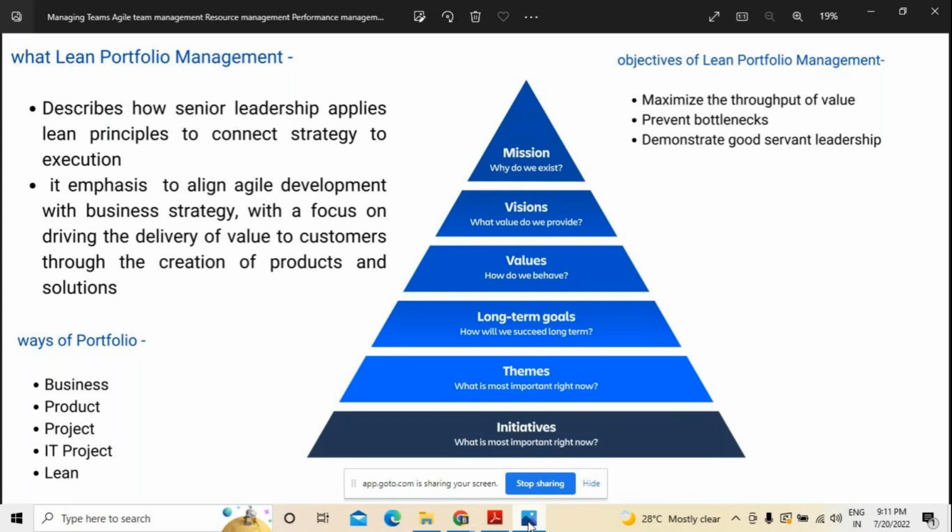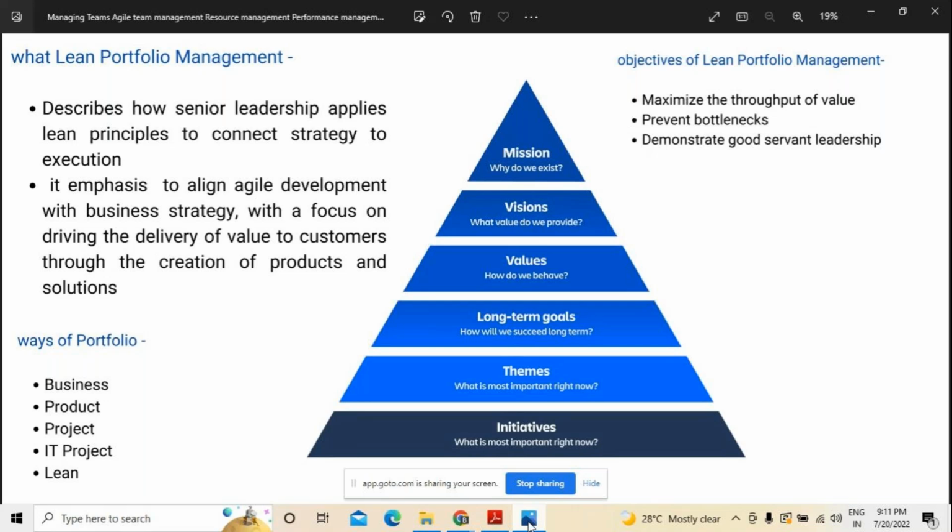So lean portfolio management majorly focuses on how the senior management team has to apply the lean principles in order to connect the business strategy they have identified, because this business strategy is for a long-term perspective which any business requires. In order to reach that strategy, whatever goals we have may have some variation. There may be some long-term goals, there may be some short-term goals, everything. That's a different level altogether. So we need to know how this strategy is connecting to the execution. This is the first point.